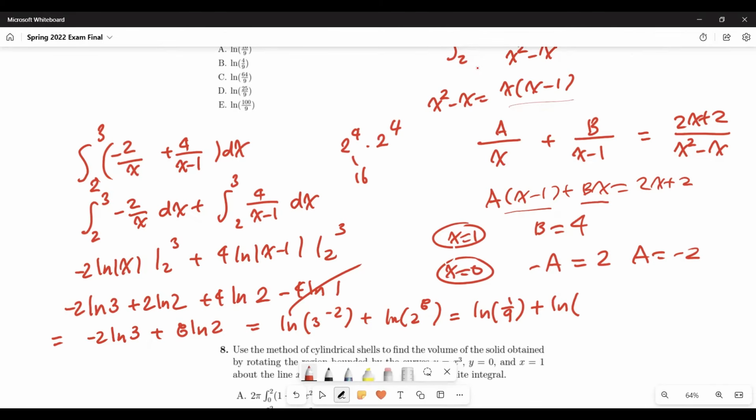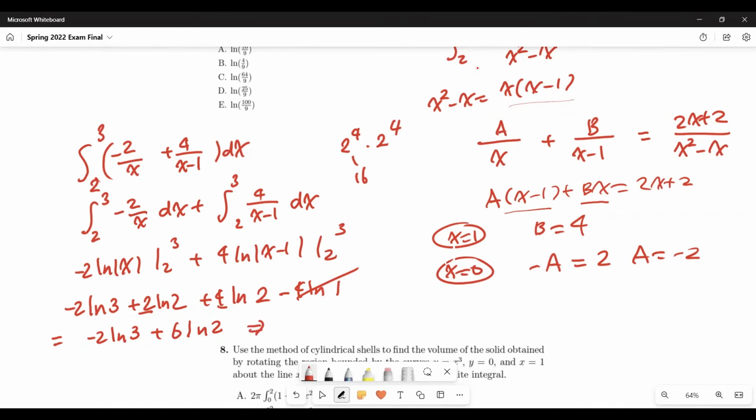Oh wait, yeah, I see, my bad. Yeah, so don't do this. When you're adding 2 plus 4, it's not 8, it's 6. So this is 6 ln of 2. I'm sorry, I couldn't do the calculation.